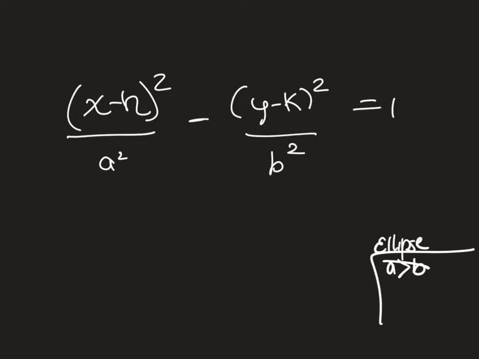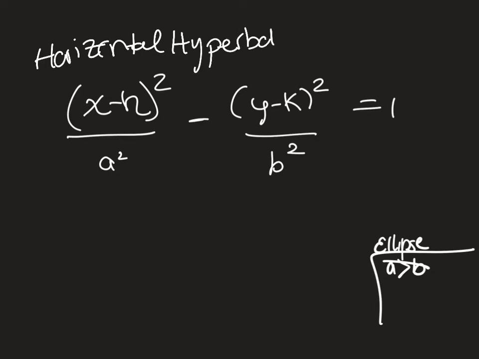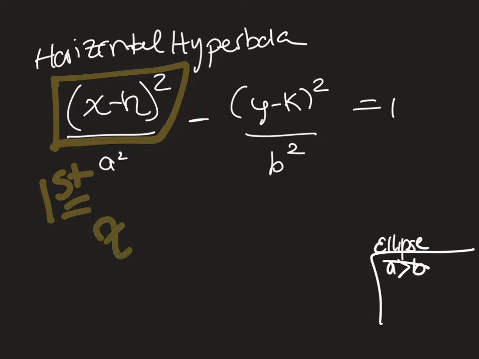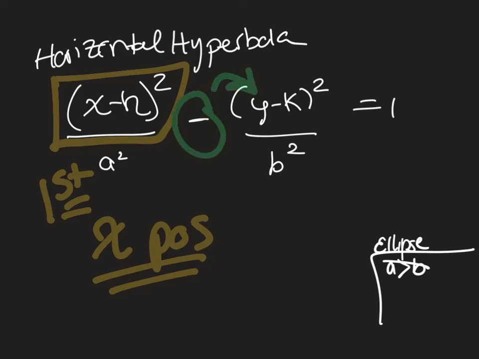But in this case, I know this is a horizontal hyperbola because the x right here came first. In other words, the x is positive. And what I mean by that is this negative sign is applied to the y stuff. So whoever is positive is which way it goes.